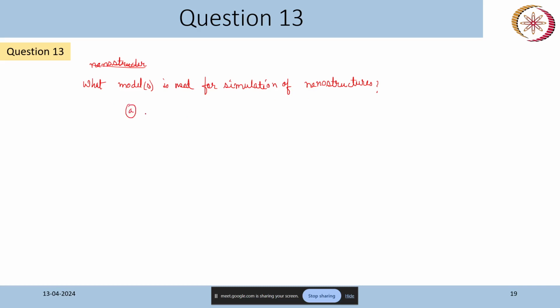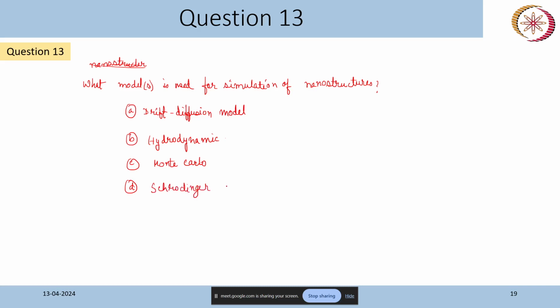I'll give a few options maybe. Drift diffusion, the next option is hydrodynamic, the next option is Monte Carlo simulation techniques, and the last option is Schrodinger equation, or Green's function method.